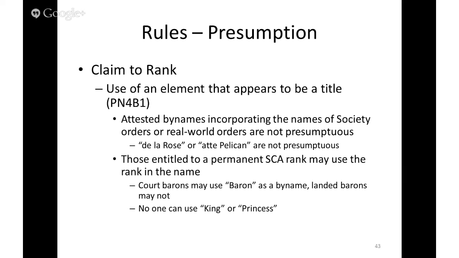If you do want to use one of those restricted names of SCA rank, you can only use them if you have a permanent SCA rank. So a court baron may use the name baron as a byname, because a court baron is a baron for life. It's a permanent rank. However, a landed baron, that's not a permanent title. It's a temporary one. Although most of them end up becoming court barons after they step down, until they've got that court barony, they're not allowed to use baron. Which is why no one can use king or princess, because those are always temporary titles.